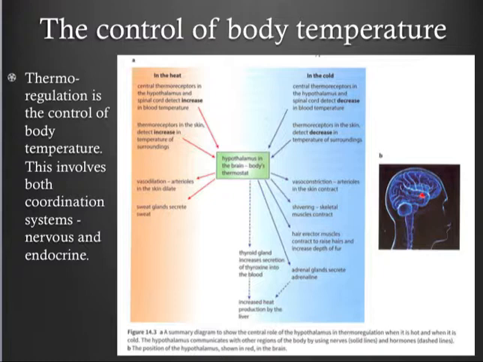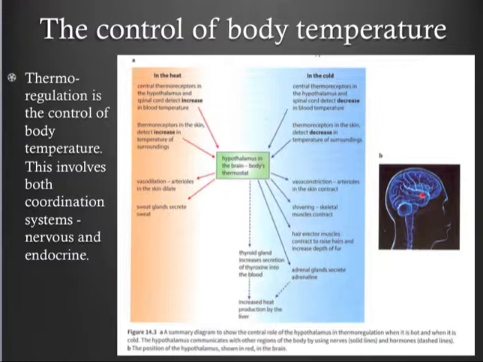Also decreasing the production of sweat. So this will reduce the loss of heat by evaporation from the skin surface. And increasing the secretion of adrenaline. Okay, so this hormone from the adrenal gland increases the rate of heat production in the liver.